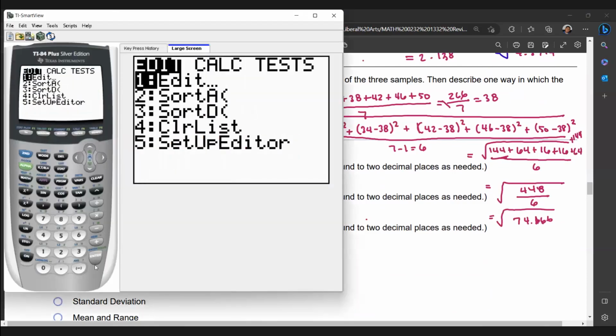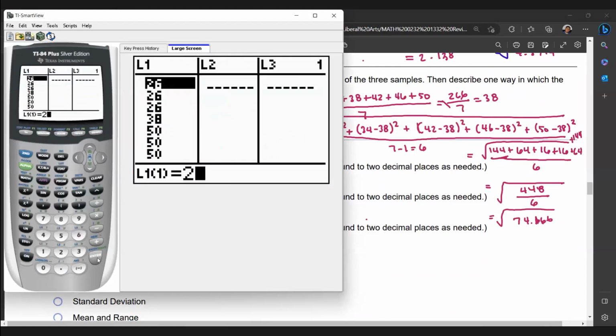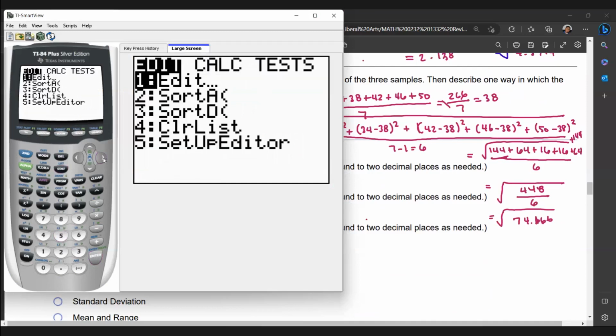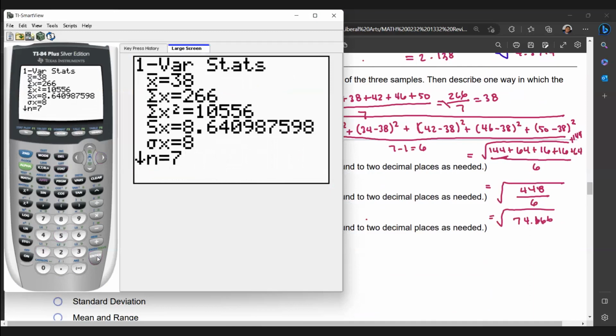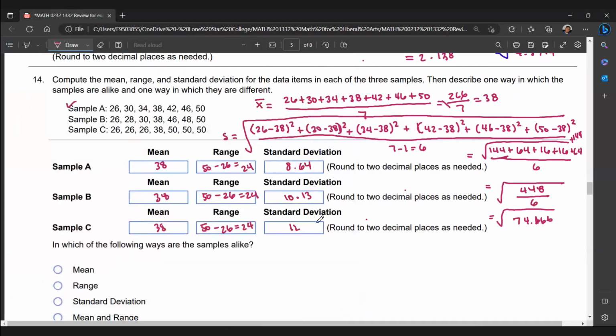Stat, edit, 26, 30, 34, 38, 42, 46, and 50. Stat, cal, 1, enter. And we get the same information that we had before. The mean was equal to 38 with a standard deviation of, again, 8.64. Okay, that's exactly what we got by doing this computation by hand.